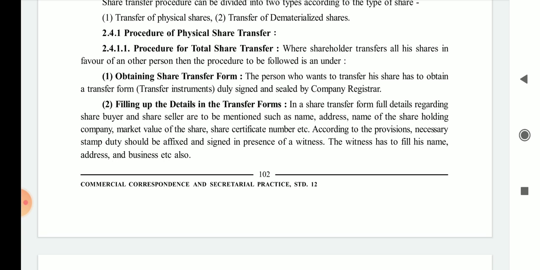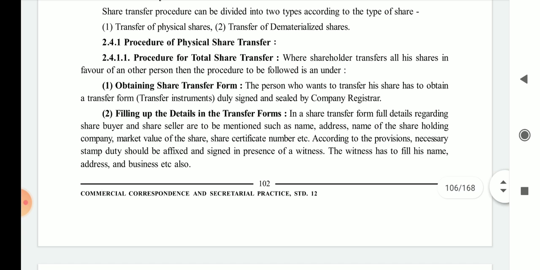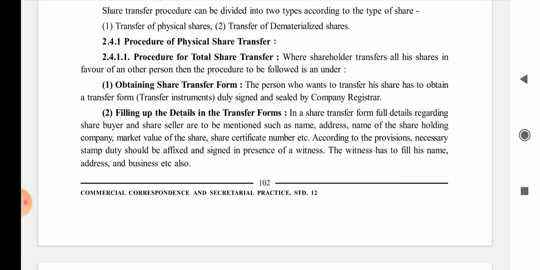The witness has to fill in their name, address, and business, etc. The person who became a witness also has to show their necessary details, like name, address, and the type of business they belong to. All the necessary details should be mentioned in the transfer form. Otherwise, it cannot be transferred.